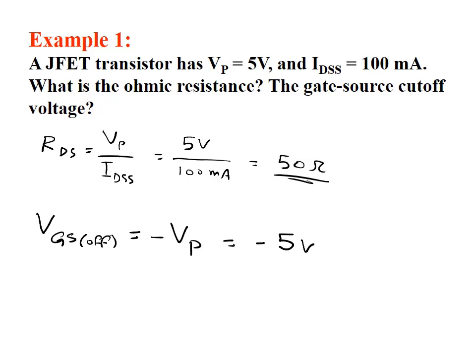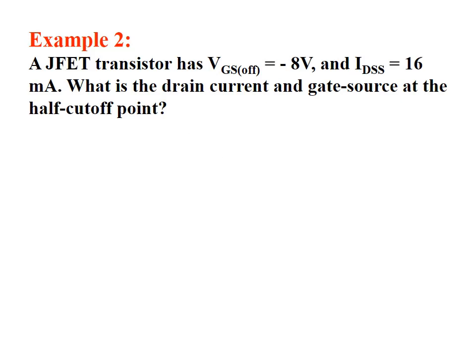Okay, second example. We have a FET transistor, and this time the gate to source off voltage is -8 volt, and the drain saturation current is only 16 milliamp. So the required is the drain current ID and the gate source voltage VGS at the half cutoff point. Now we need the normalized transconductance curve. If you remember, at the half point, the drain current is a quarter of the saturation current.